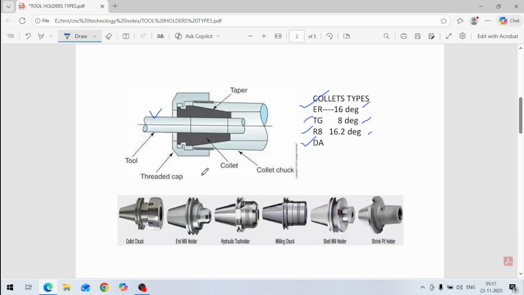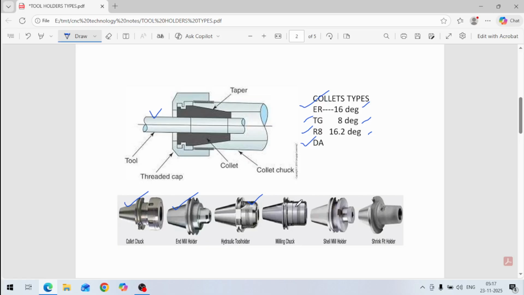This threaded cap is there, and this is your tool. This is the assembly of the tool, collet chuck and threaded cap, the front portion. And these are the collet chucks. If you see here, this is a collet chuck. This is your end mill holder. The end mill is held in this portion, and this is a hydraulic tool holder.